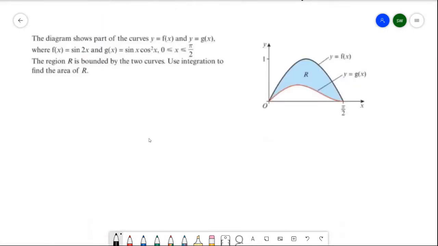So in this example, we're going to work out the area underneath f of x. So that would be the integral of f of x. And then we're going to subtract the area under g of x. But we can just write that as a single integral of f of x minus g of x. And normally you'd have to find the point at which they intersect each other, but that's been given to us in this question, and you can check that they do intersect each other when x equals 0 and x equals pi over 2.